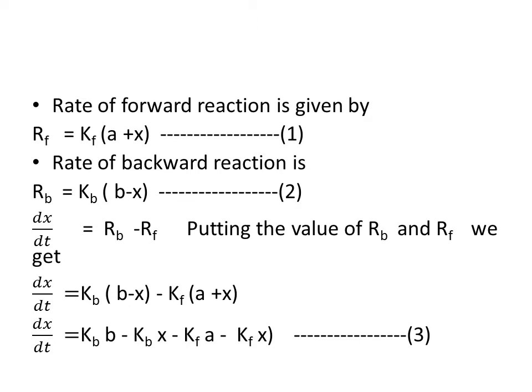Similarly, the rate of the backward reaction is Rb, that is equal to Kb into b minus x. This is equation number 2.